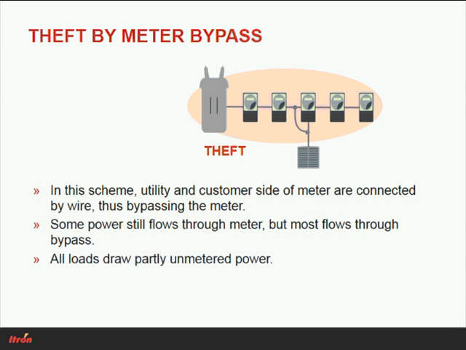Another type of theft is what we call a meter bypass, where you're shunting a wire from the utility side to the customer side of the meter, in which case most of the load goes to that wire, although some will still go to the meter. It has to do with relative impedances. And that's particularly hard to detect because the meter will still record, it just won't record that much.